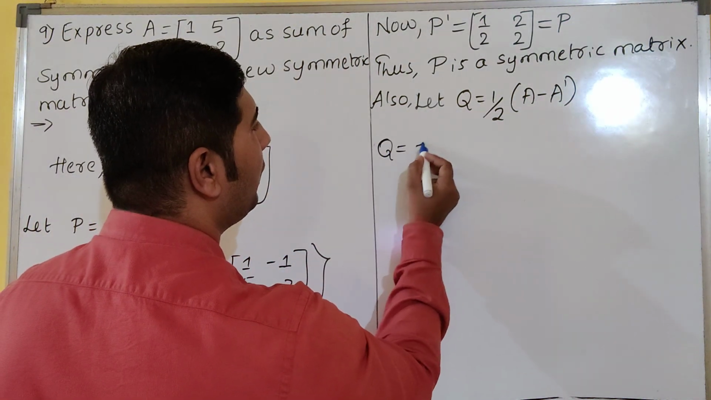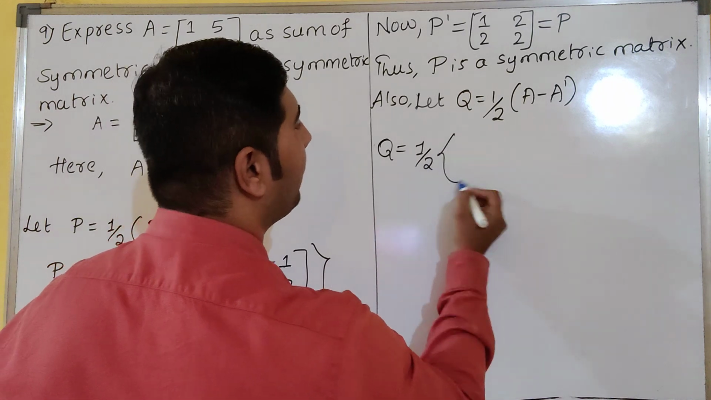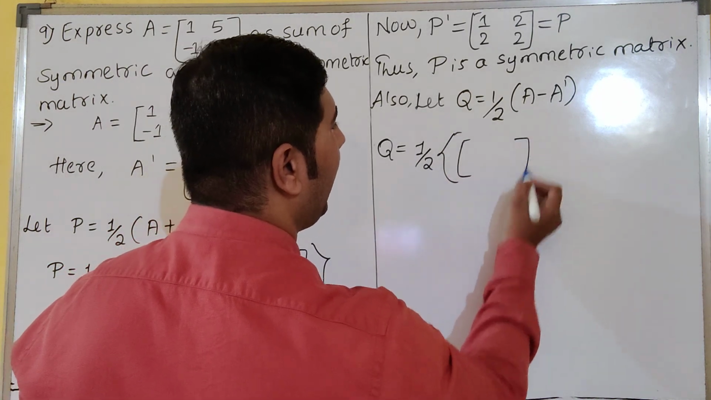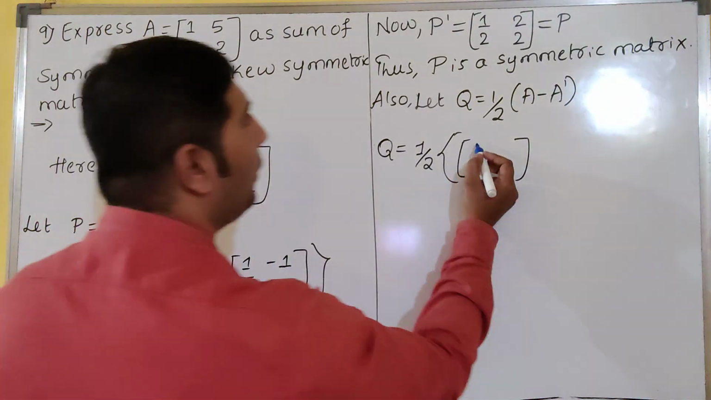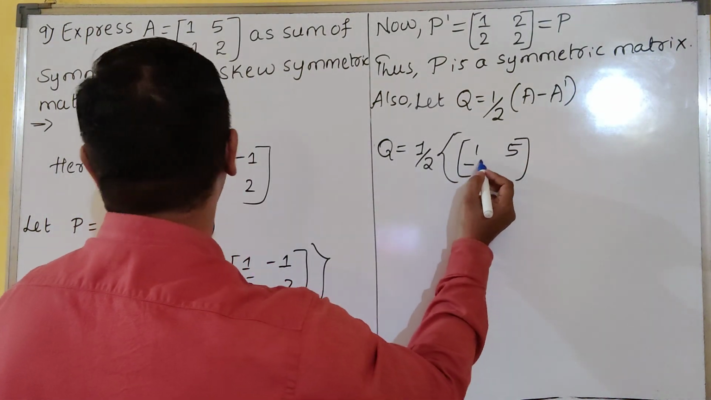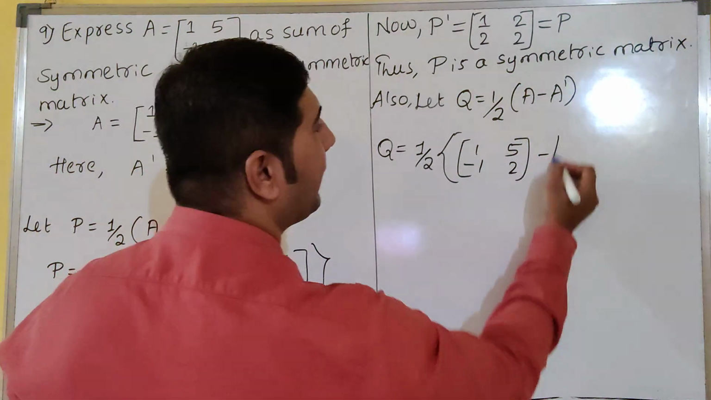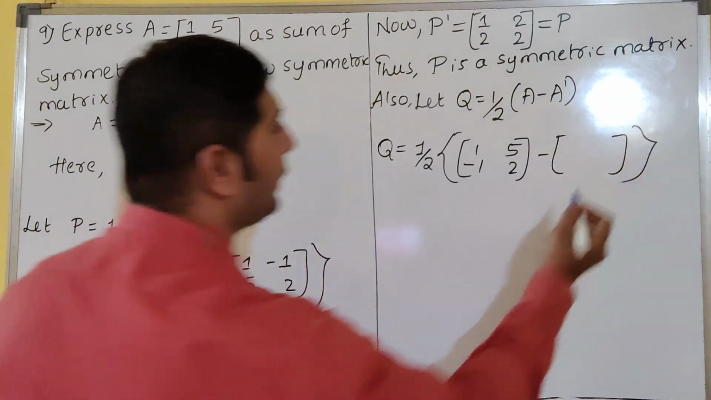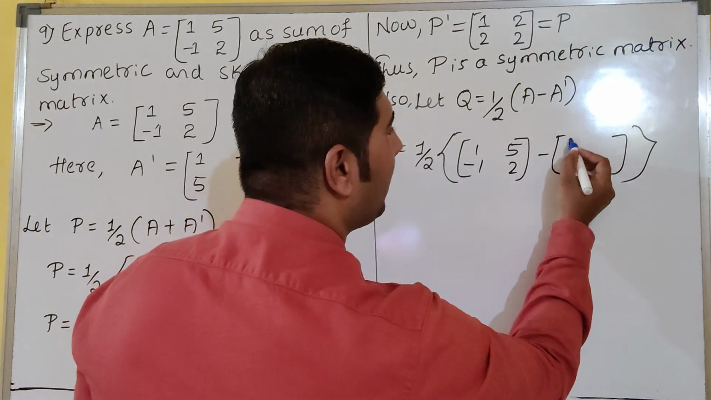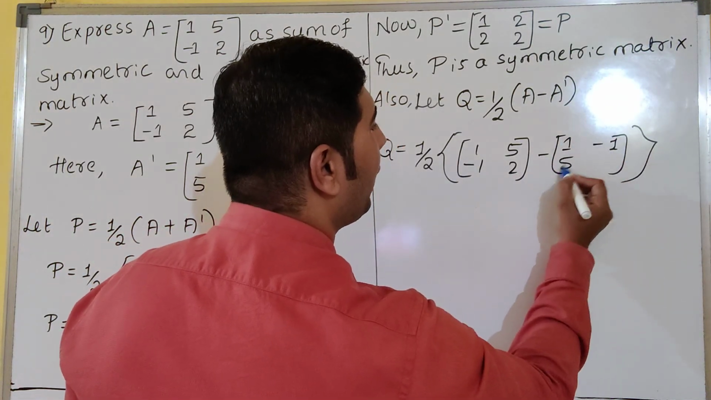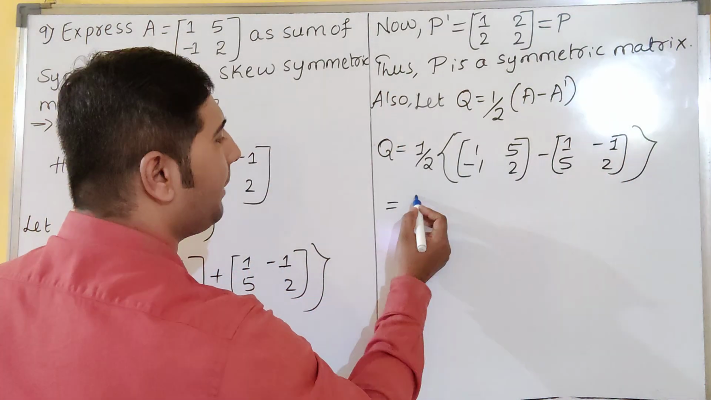Q is equal to half into A minus A transpose, dear students. What is A? A is [[1, 5], [-1, 2]]. And A transpose is [[1, -1], [5, 2]]. So you subtract them, how much will you get?